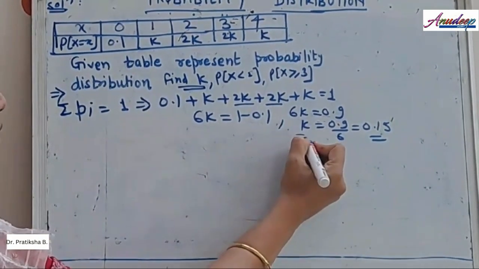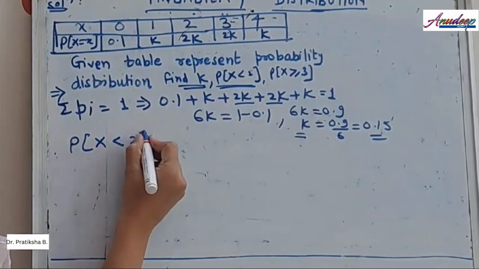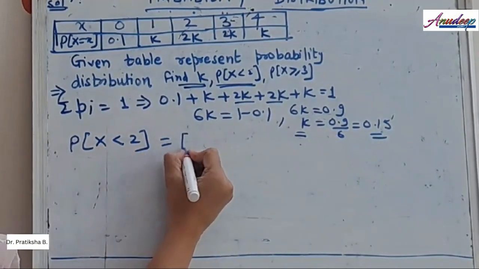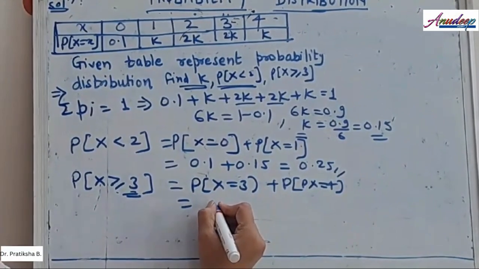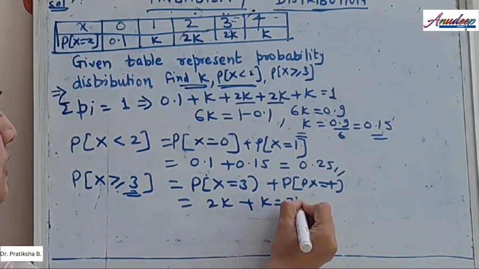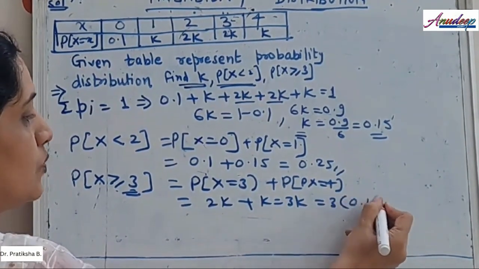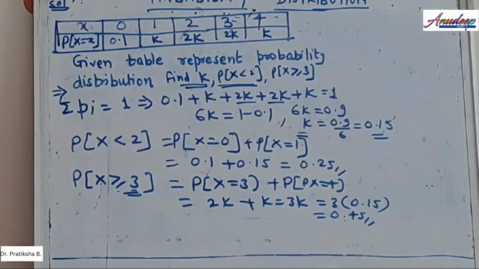Now as we have figured out the value of k, next question is to find out the probability that x is less than 2. When x is less than 2, what are the values random variable x can take? That is probability for x is equal to 3, it is 2k. So that is 2k plus probability that x is equal to 4 is k, that is 3k. And what is the value of k? 0.15. So that is 0.45. That is the answer for the third question.